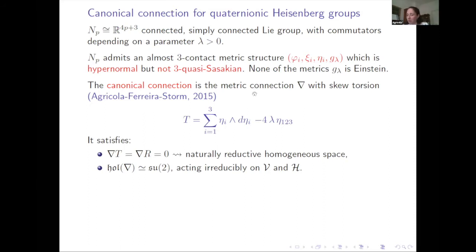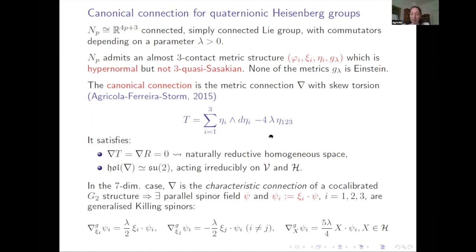In some paper quite a few years ago already, we proved that the naive candidate, namely to pick for T just the sum of eta_i wedge d eta_i, which worked so nicely in the three-Sasaki case, is not going to work in this situation. You have to take away this multiple here. And then you prove, just like experimental mathematics in some sense, that this is a connection you should look at. Because the torsion is parallel as before, but not only that, the curvature is going to be parallel as well. And so by the Ambrose-Singer theorem, this is actually a naturally reductive homogeneous space.